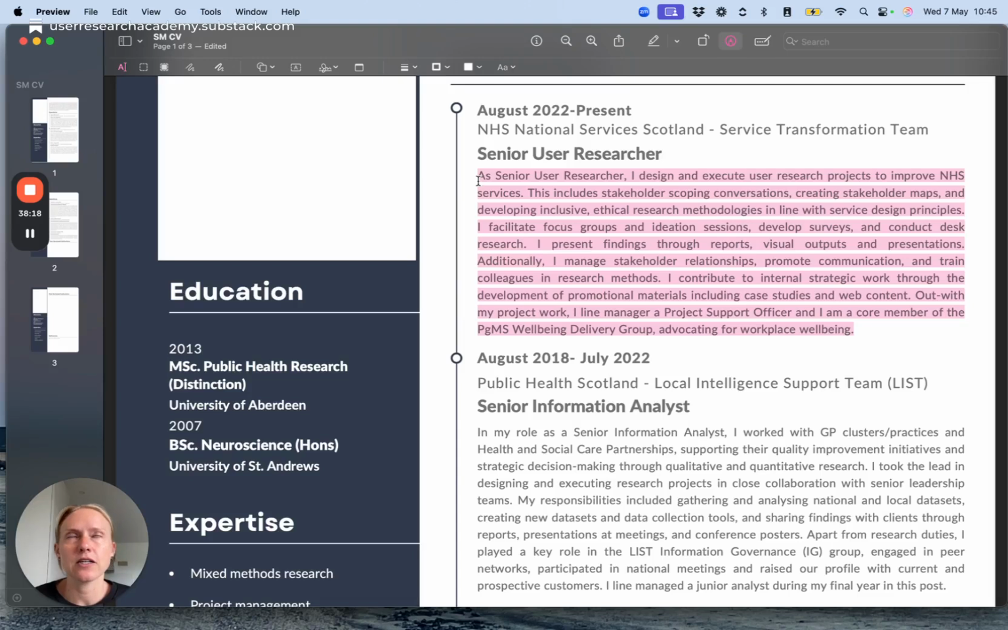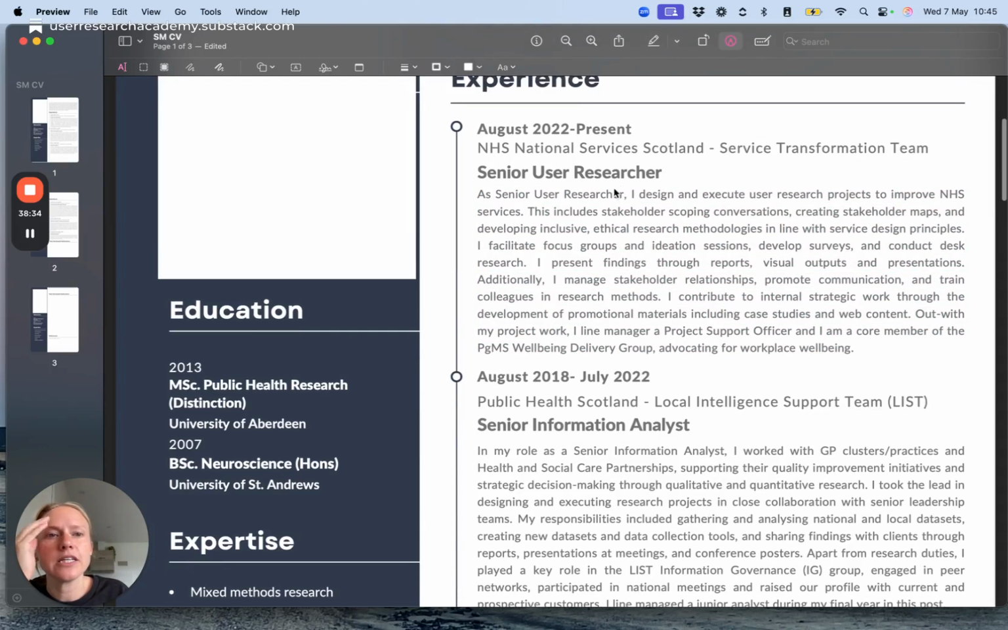If you can't say things in bullet points and you're paragraphing things, then I'm like, well, how are you going to communicate other things? Is everything going to be a paragraph? And I know that sounds really dramatic, but it is something that goes through my mind. So here I would make sure to just change these all into bullet points. So design and execute user research projects to improve NHS.